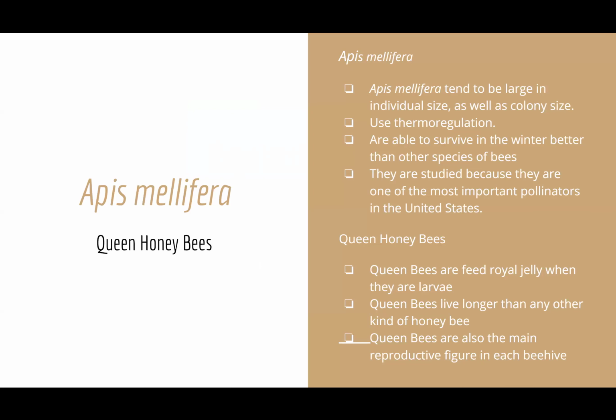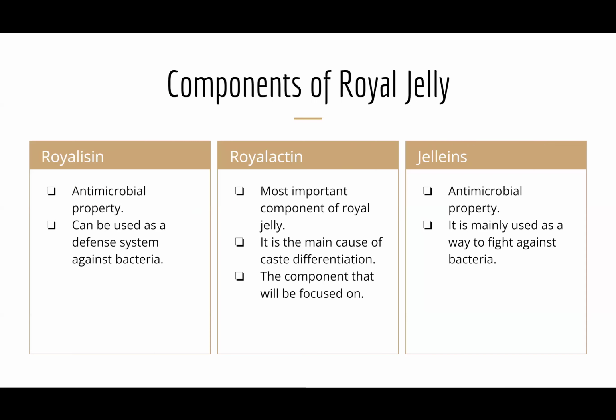Queen honeybees, so queen Apis mellifera, are fed royal jelly when they are larvae. Queen bees live longer than any other kind of honeybee, and they are also the main reproductive figure in each beehive. Some components of royal jelly are royalisin, royal actin, and jellines.